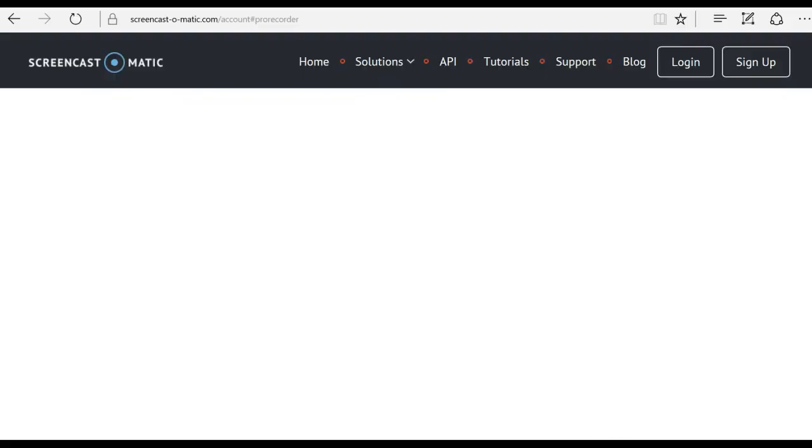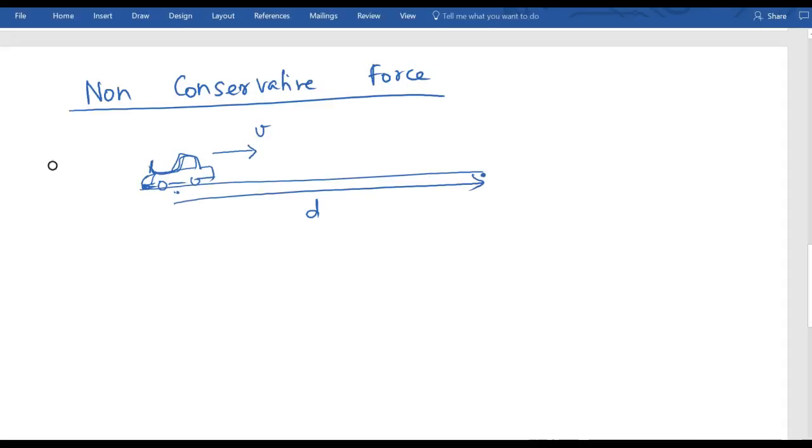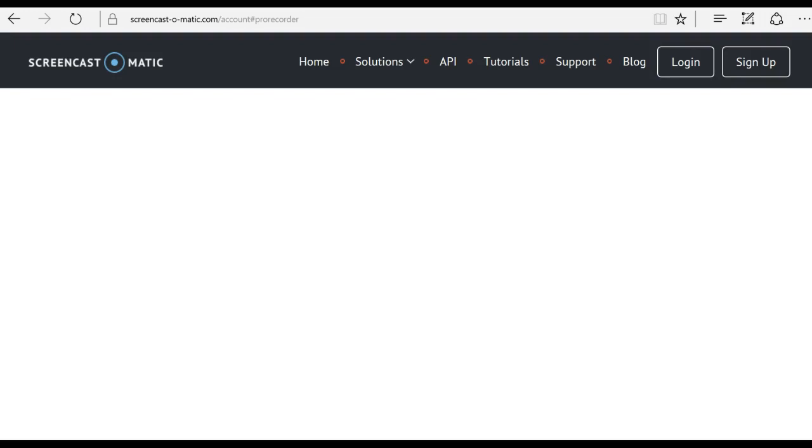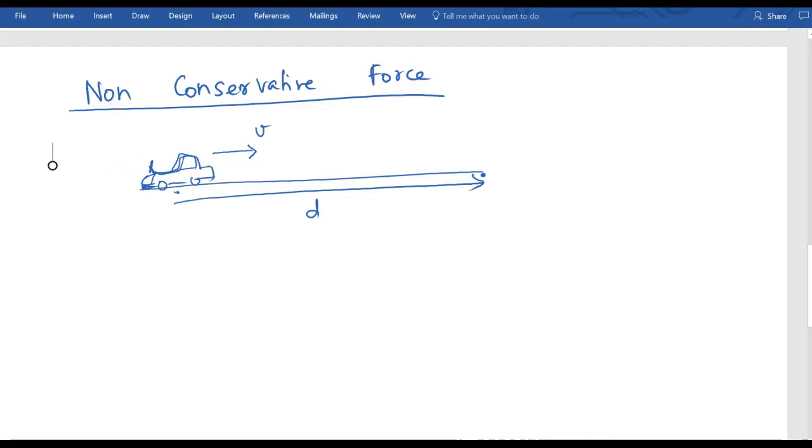So the work done by friction, of course there are other forces acting on the object, but we know that friction is going to be opposite to motion. So this is our Fk. The work done by friction will be force times displacement times the cosine of the angle between the two. And we know the angle is 180 degrees, so the cosine is negative 1. So the work done by friction is minus Fk times d.